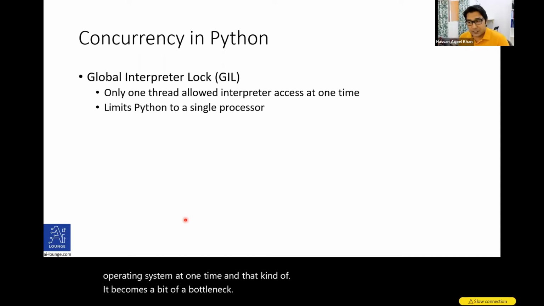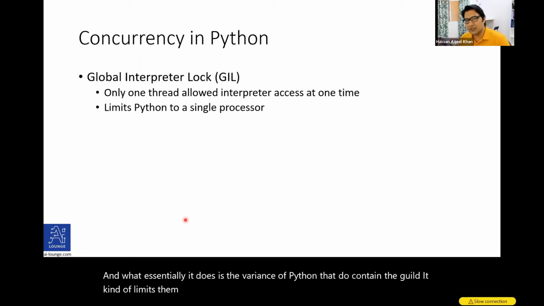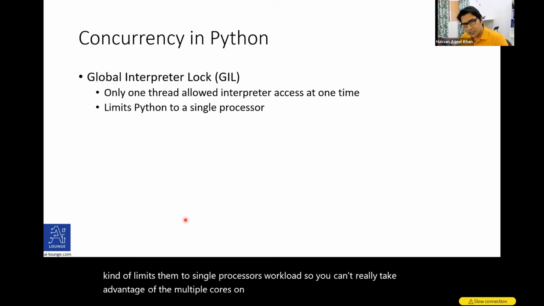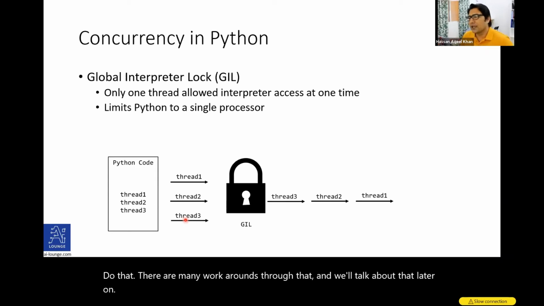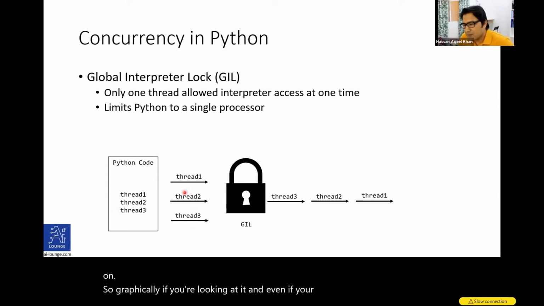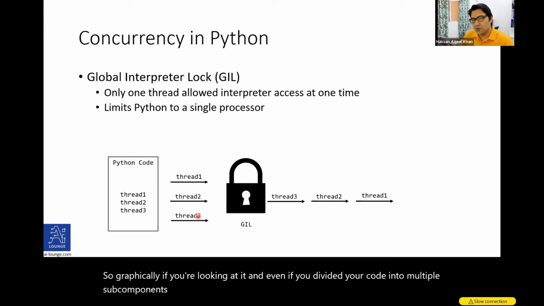What it essentially does is that the variants of Python that do contain the GIL limit them to single processor workloads. You can't really take advantage of the multiple cores on your system. There's a workaround, of course. There are many workarounds to that, and we'll talk about that later on. Graphically, even if you divided your code into multiple subcomponents or threads and you may want to execute them in parallel, what the GIL does is limit you to one thread at a time.